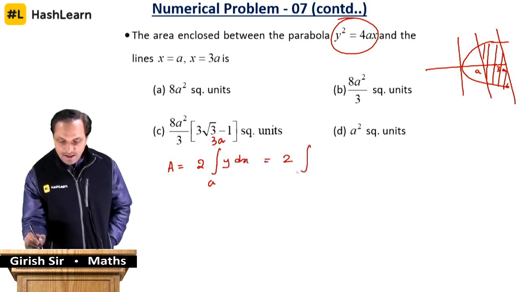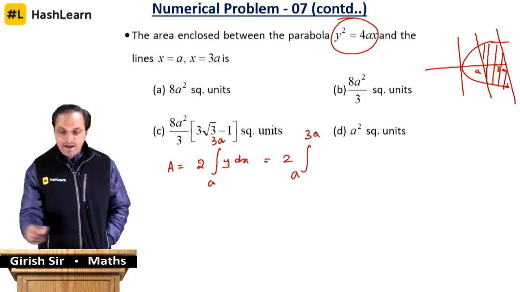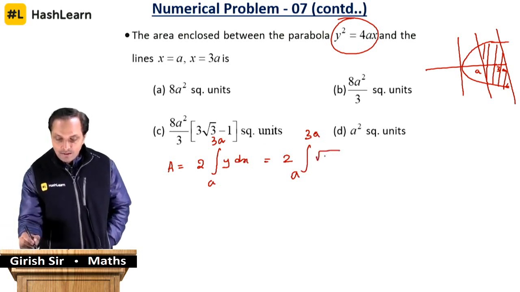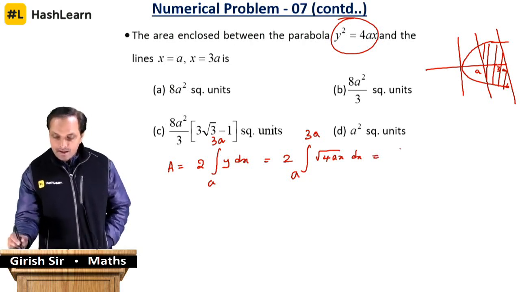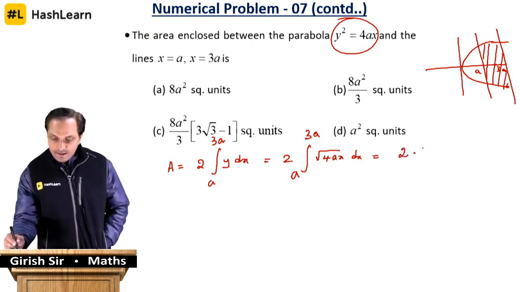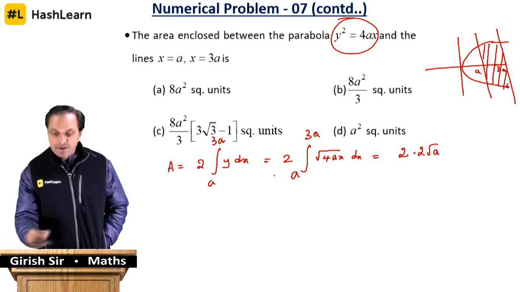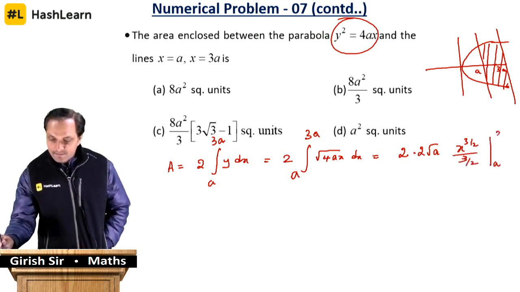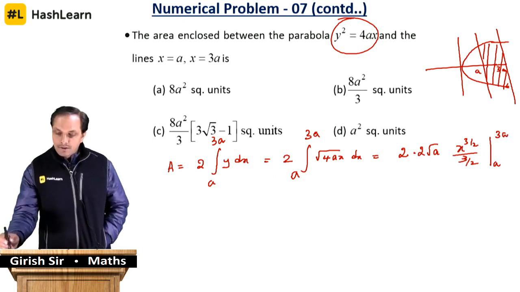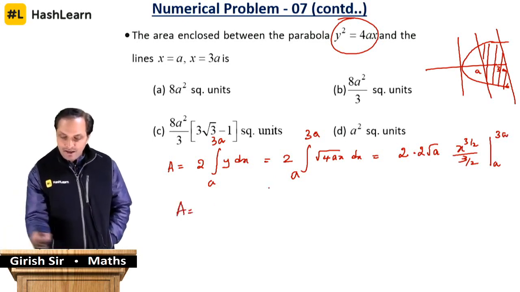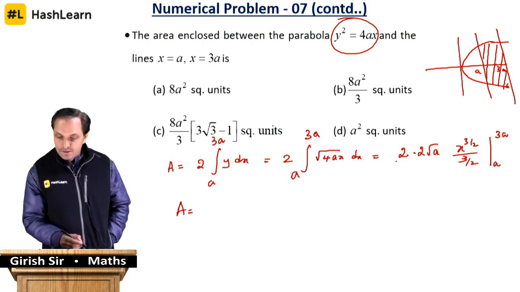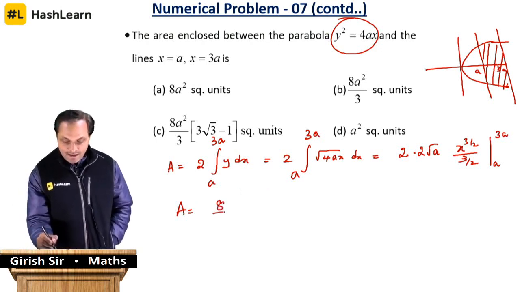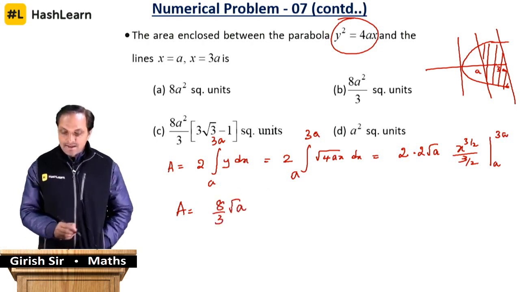So 2 times a to 3a. What is y? y is root 4ax. So that will give you again 2 times root a. Integration of x power half is x to the power 3 by 2 divided by 3 by 2, and you need to put the limits a to 3a. So 4 into 2, therefore area will be this. If you shift, 4 into 2 is 8 by 3, and root a will be as it is.